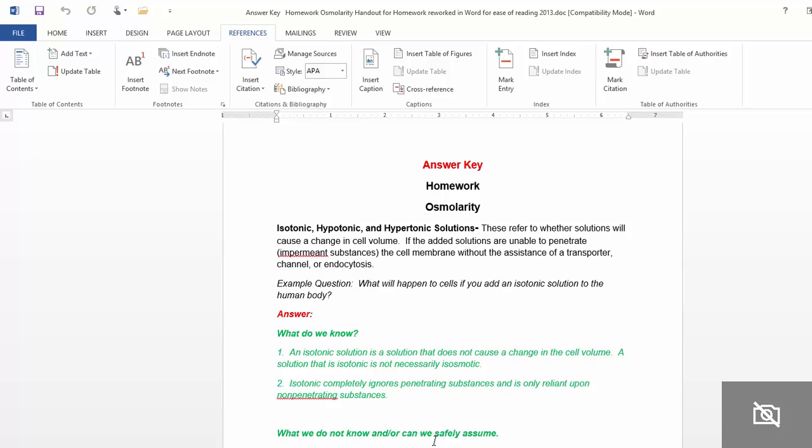Okay? The substances that are in these easy problems here are all what are called non-penetrating substances. Ions, glucose, right? They cannot go from the outside of the cell to the inside of the cell without help. They need some kind of help, a channel, a transporter, endocytosis. But these substances, they get in.